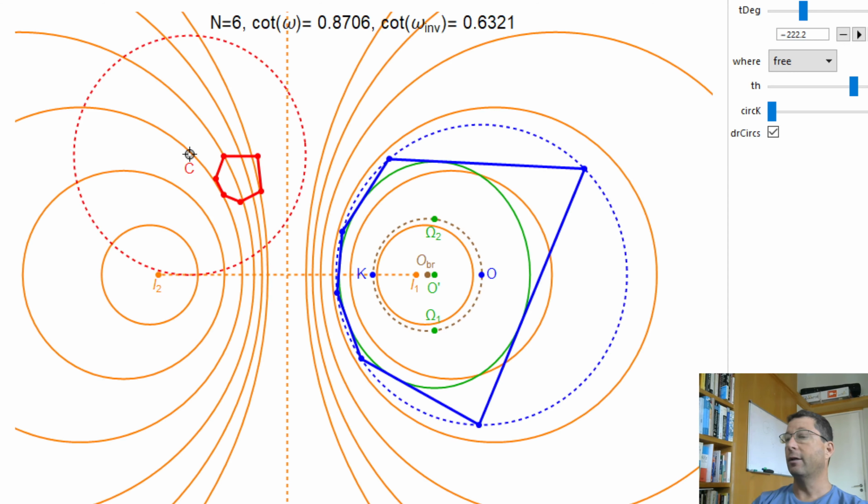It turns out that if you perform an inversion of the vertices of this blue polygon with respect to either limiting point, so let's do that.